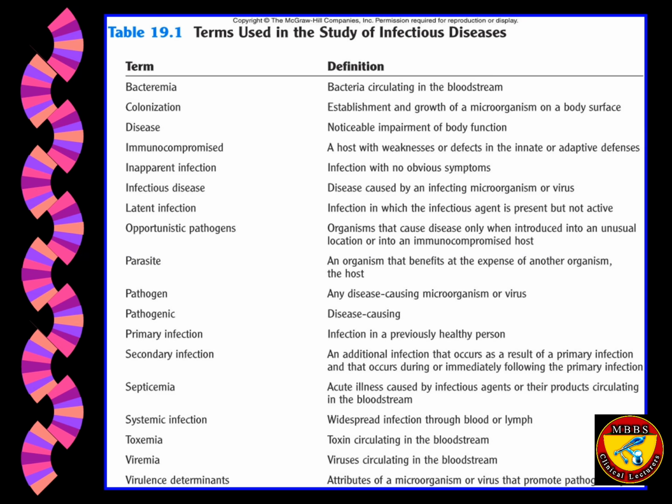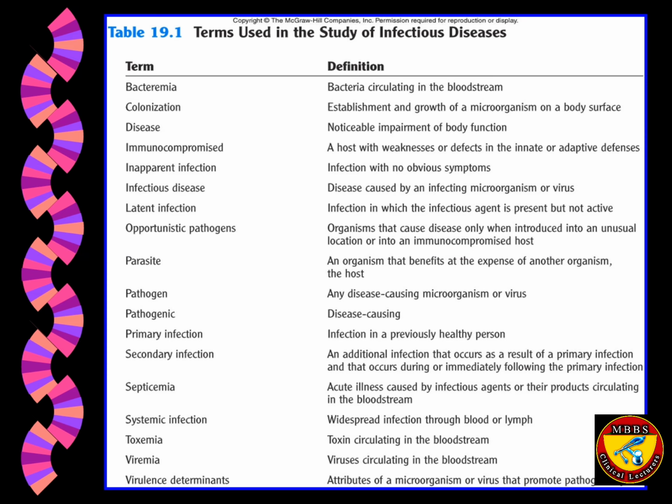What is a disease? Disease is a noticeable impairment of a body function. What is immunocompromised? Immunocompromised is a host with weakness or defect in the innate or adaptive defense. What is inapparent infection? Which is not apparent, which is not obvious. We already talked about infectious disease. This is a disease which is caused by infective microorganisms or virus.